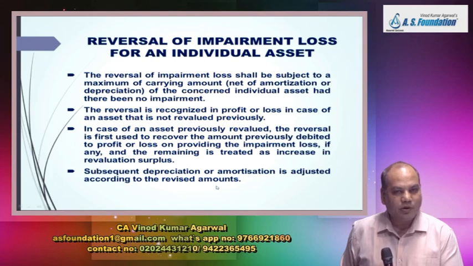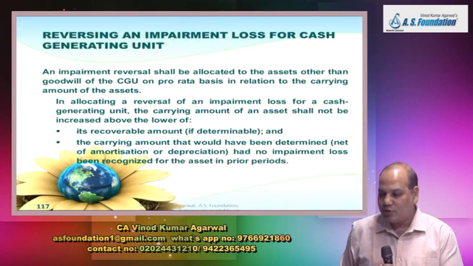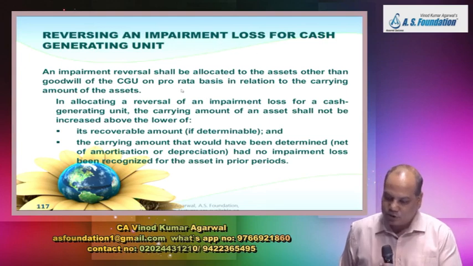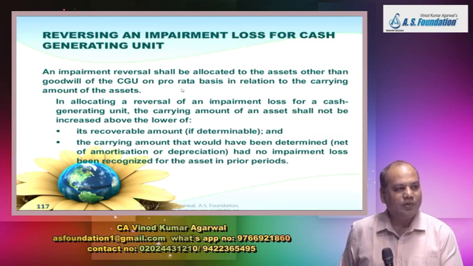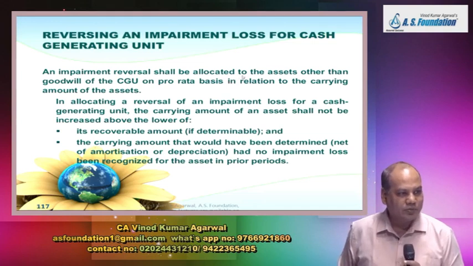After reversal of impairment loss, depreciation charge per annum will increase because your carrying amount has increased. This paragraph is for CGU, reversal of an impairment loss for CGU. Same logic you will apply. You will compute the current carrying amount of CGU, compute the recoverable amount of the CGU, and then you have to allocate the reversal of impairment loss.